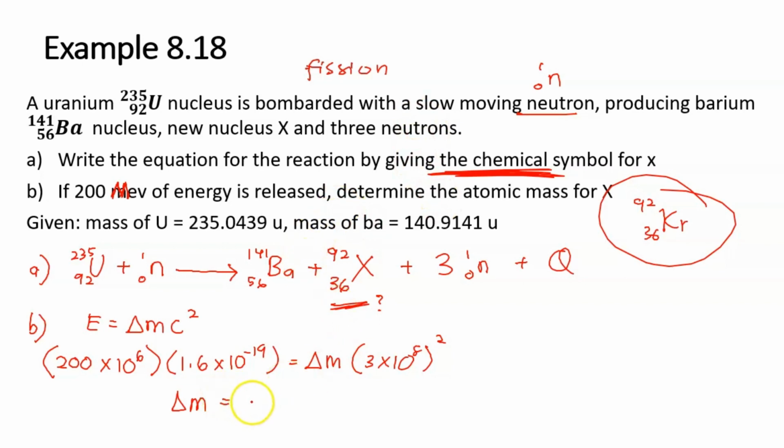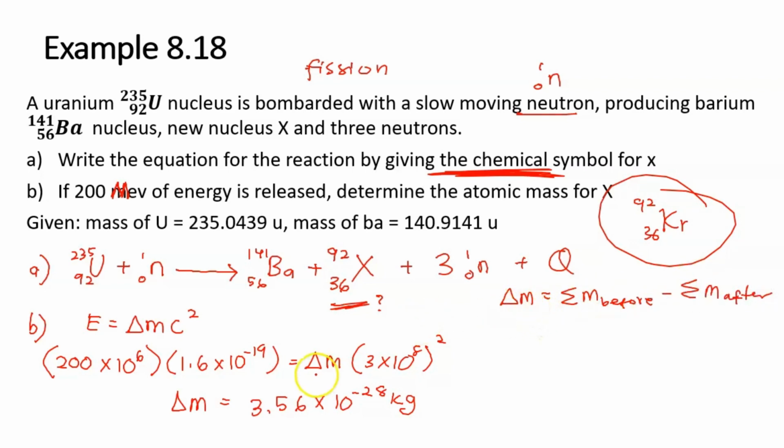It is equal to 3.56 exponent negative 28 kilogram. Okay, this is delta M, right? Okay, the question doesn't ask for delta M. It only asks for the mass of element X. How do we get the mass for element X? From the equation delta M equals summation mass before minus summation mass after.